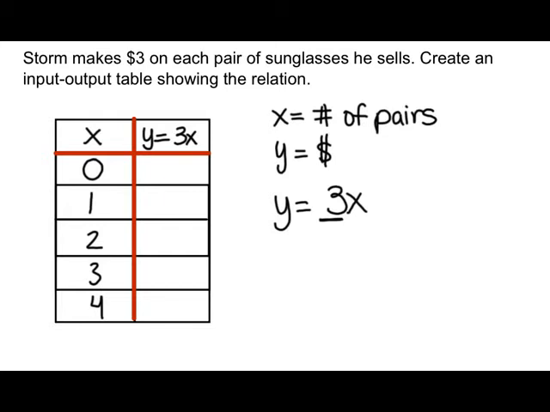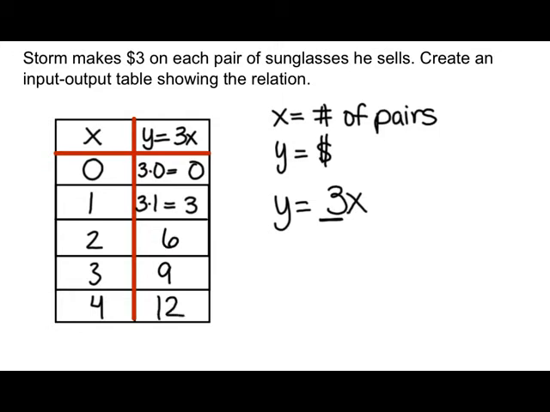Well, let's think about it. If Storm sells 0 pairs of sunglasses, that'd be 3 times 0, which is just 0. He makes 0 profit. If Storm sells 1 pair of glasses, that'd be 3 times 1, which is 3. If Storm sells 2 pairs of glasses, that would be 6. 3 pairs of glasses, 9. And then 4 pairs of glasses, 3 times 4 is 12.